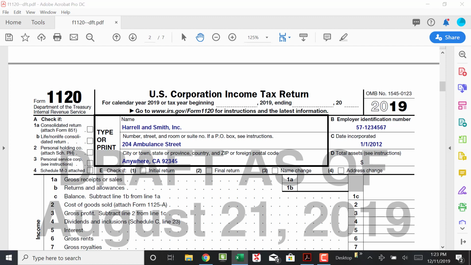And we also need to pull our total assets from the balance sheet. The total assets for 2019 was $801,338. And we're going to make sure that when we get to the balance sheet, that's what we're tying to for total assets as well.